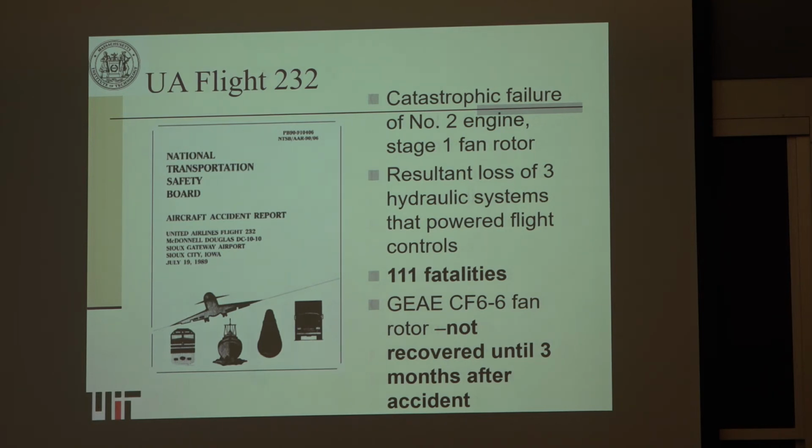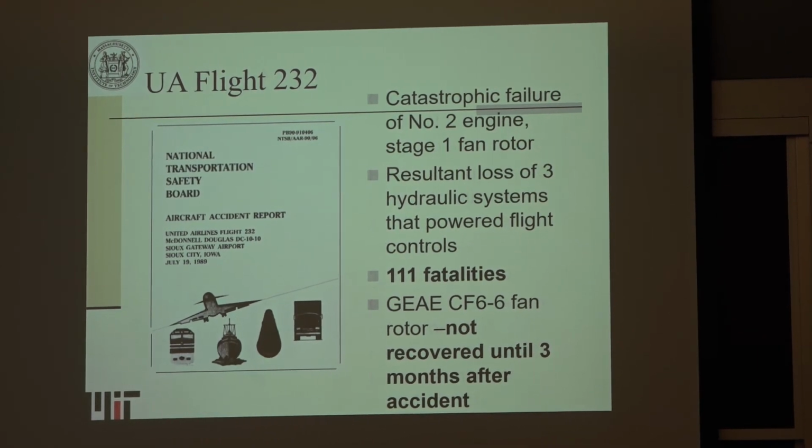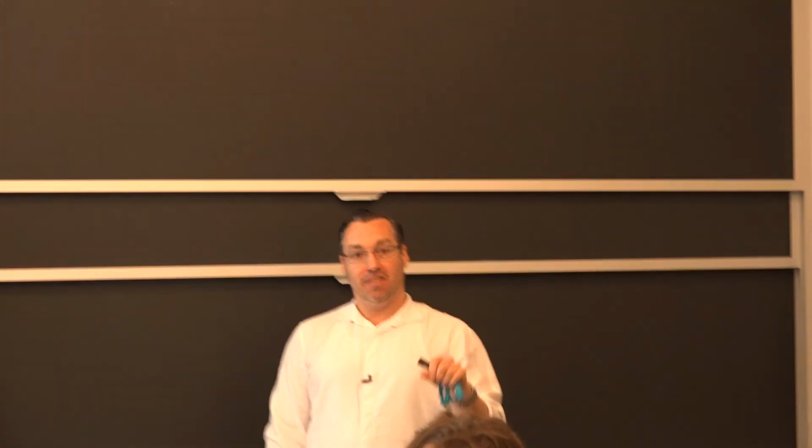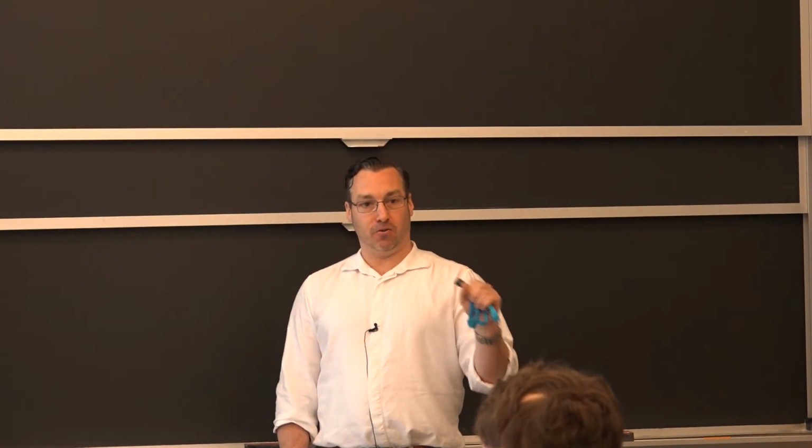For each one of those, they write one of these reports where they give you the background, the root cause, and ways to mitigate future issues. So this is the NTSB report for this particular incident. What happened was there was a catastrophic failure of the stage 1 fan rotor. This is such an important case study because when the fan rotor fractured, as you'll see in the next slide, it resulted in the loss of all 3 hydraulic systems that controlled the flight controls.